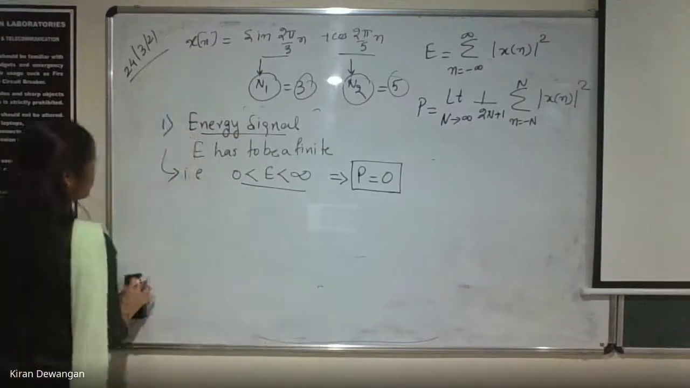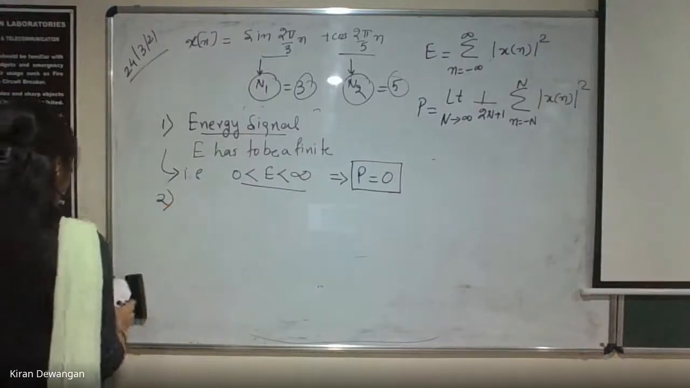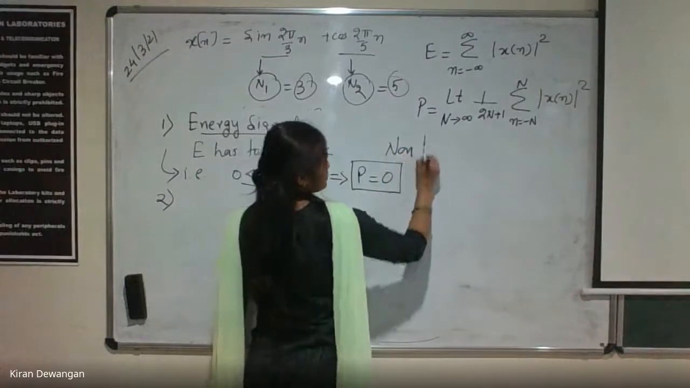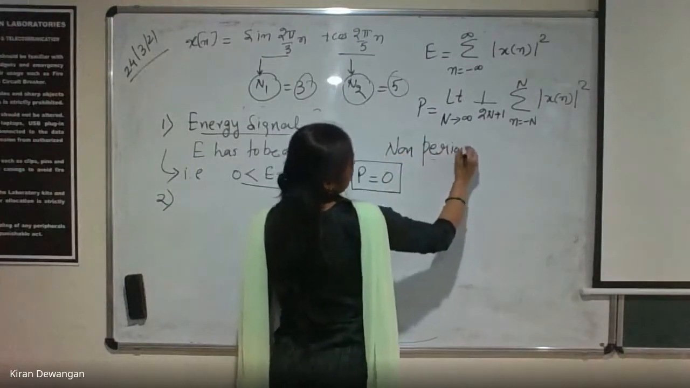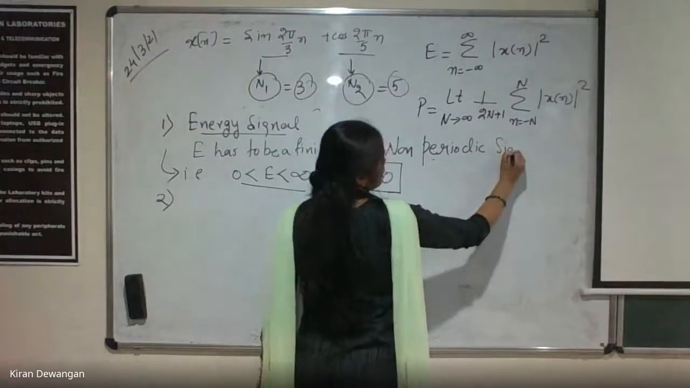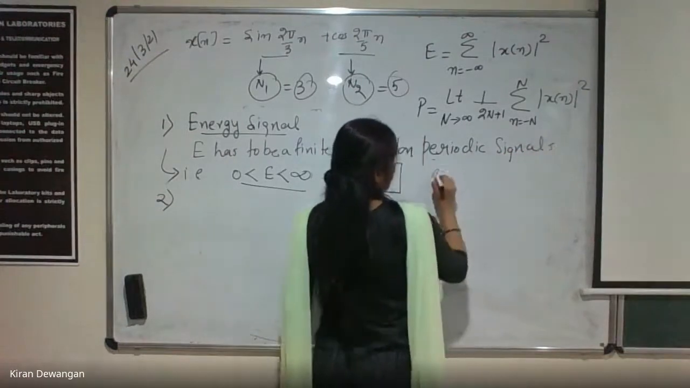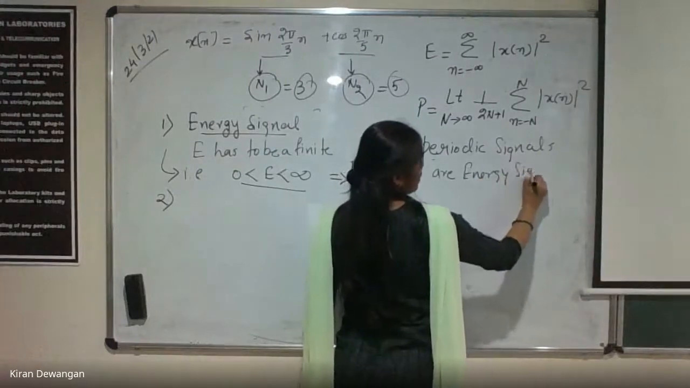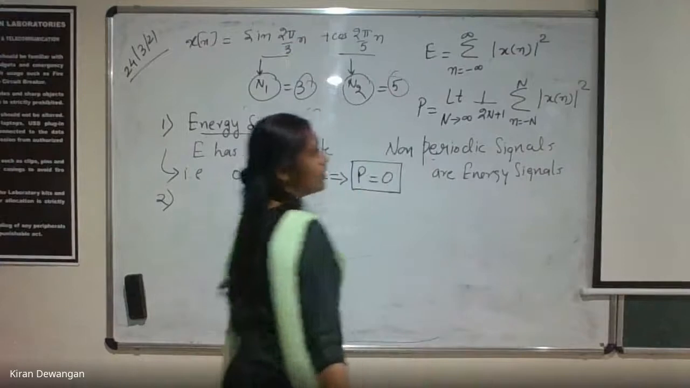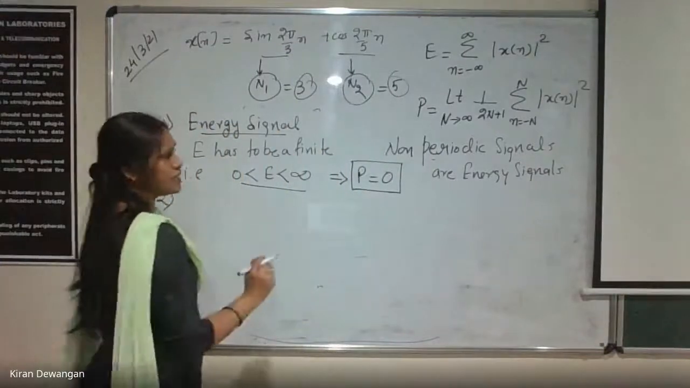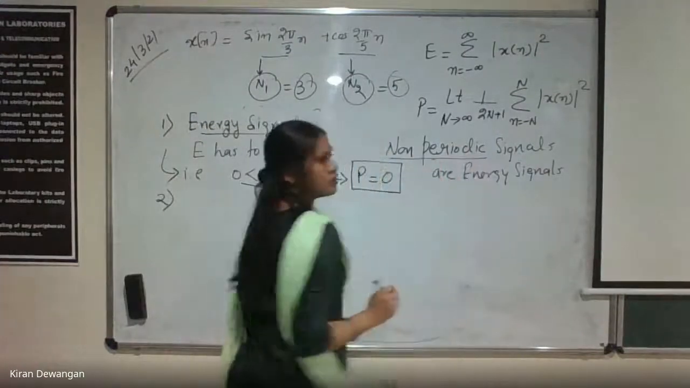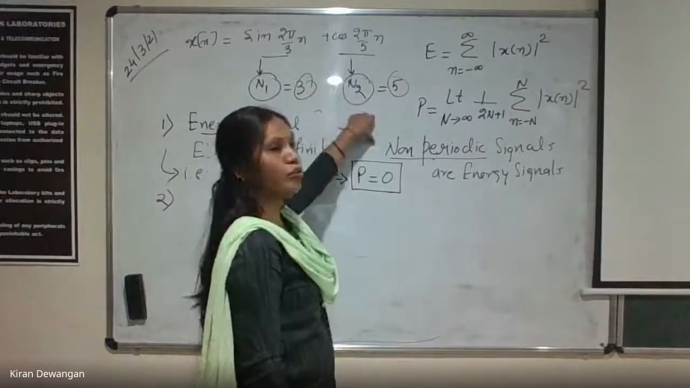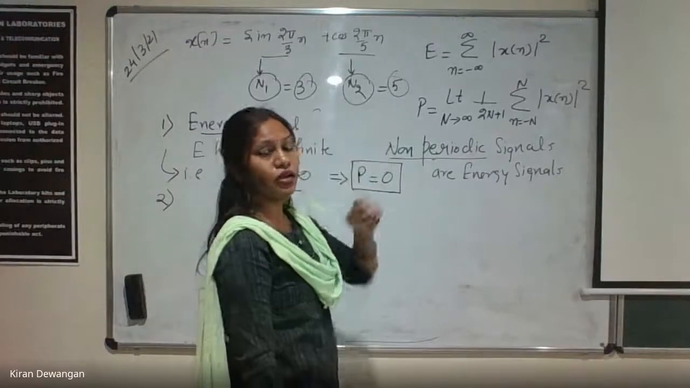ठीक है? Next point, the example of an energy signal, इसका एग्जाम्पल क्या होता है? नॉन पीरियोडिक सिग्नल्स. Non-periodic signals are energy signals. We usually say कि आपके जो भी non-periodic signals होते हैं वो energy signals होते हैं. ठीक है? Now in this case non-periodic signals का कोई example बताओ कौन सा signal non-periodic होता है?